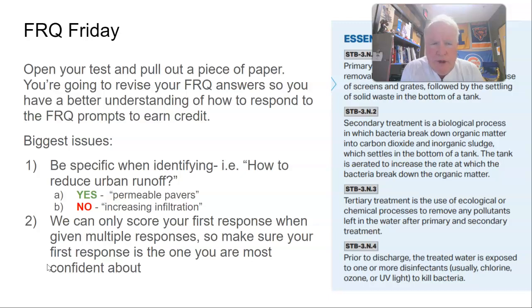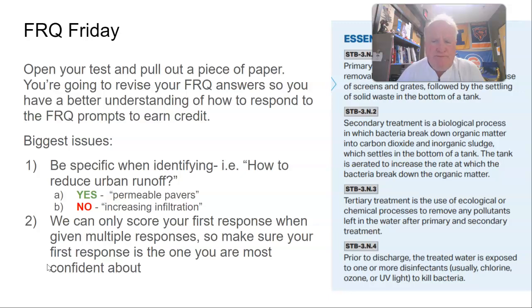Okay, so here's the deal. In an FRQ, these are the biggest problems. A lot of you guys are still using general language. And so if you can see here, be specific should be always, always, always on your mind. So be specific. How do you reduce urban runoff? A correct answer would be using permeable pavers, some sort of diverters for the water, but increased infiltration does not help because it doesn't tell how, right? And then always when you respond, you want to make sure that you respond correctly.